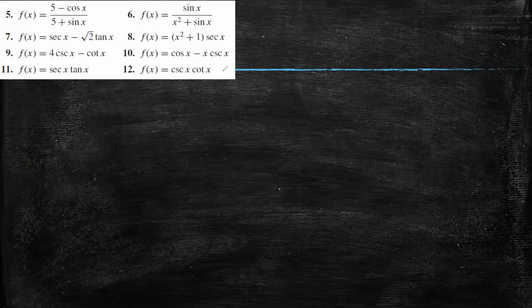Now look at number 10 here. In number 10, we have cosine x minus x cosecant x. Look here, we have a cosine, and then we have x multiplied by cosecant, then subtracted from cosine.